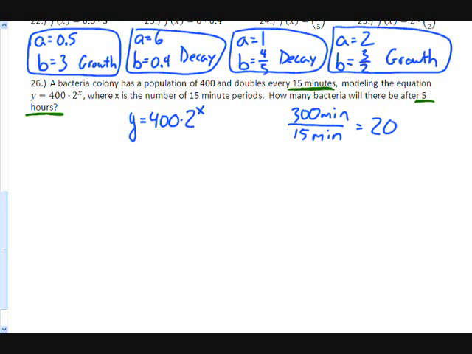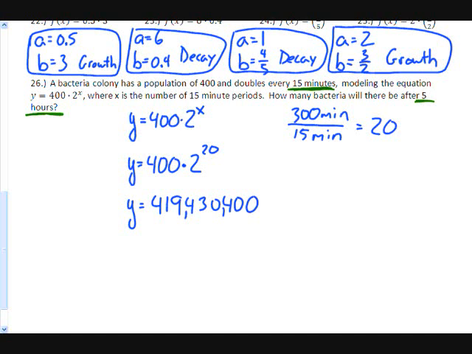So what it's really asking me here is to plug an x value of 20 in. So just make sure your units match. Since x is the number of 15-minute increments, there are 20 15-minute increments in 5 hours, so the x value is 20. And now that's what I want to plug into my calculator. So when I do this, I have to do 2 to the 20th power first, and then multiply it by the 400. Make sure you follow order of operations. So I find out that y equals 419,430,400. Okay, so it looks like 419,430,400 bacteria.